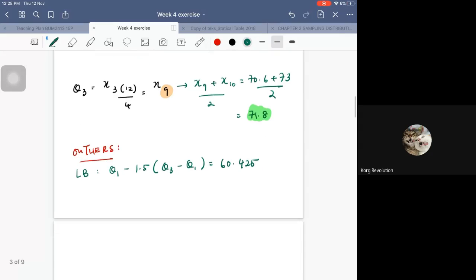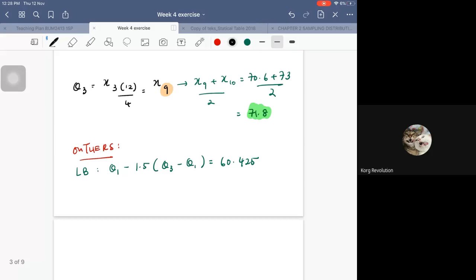Okay, and then I'm going to do the same for the upper bound. So for the upper bound, the formula is given by quartile 3 plus 1.5 times (quartile 3 minus quartile 1). So what do you get for the upper bound value? 78.625. Okay, so that is going to be the upper bound value.